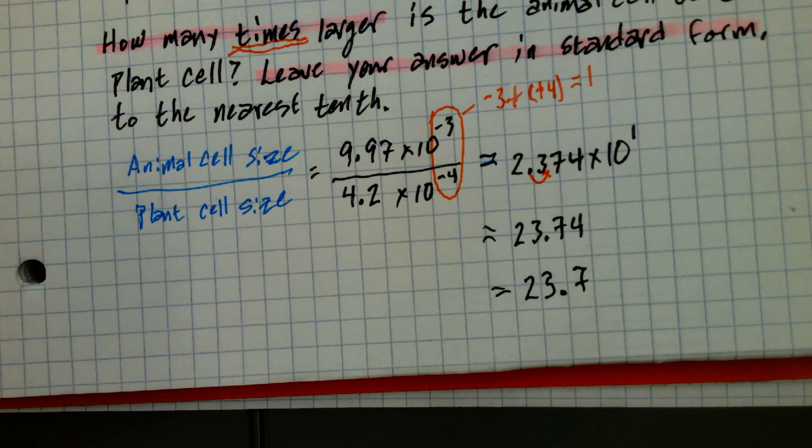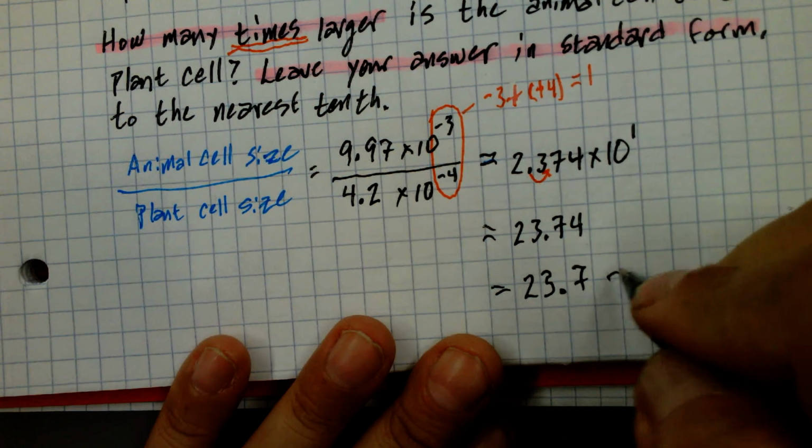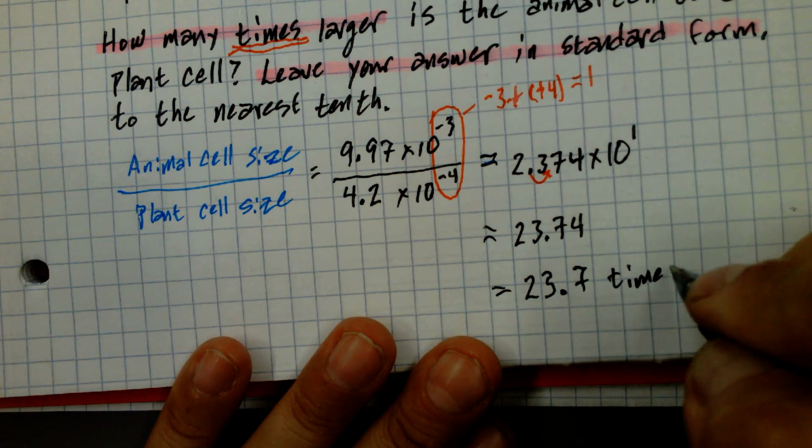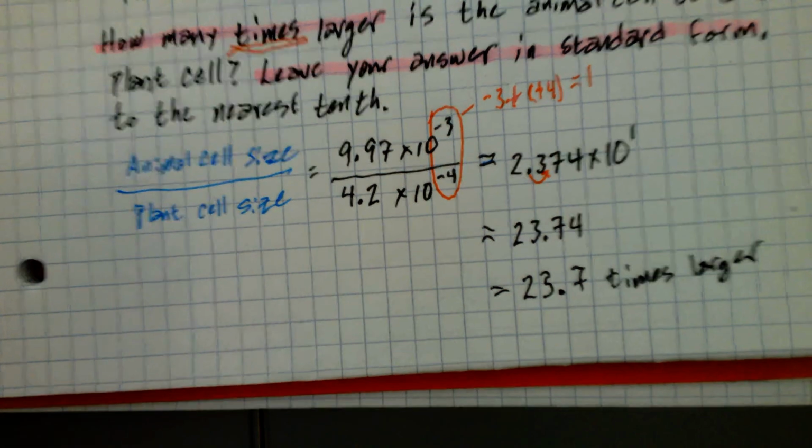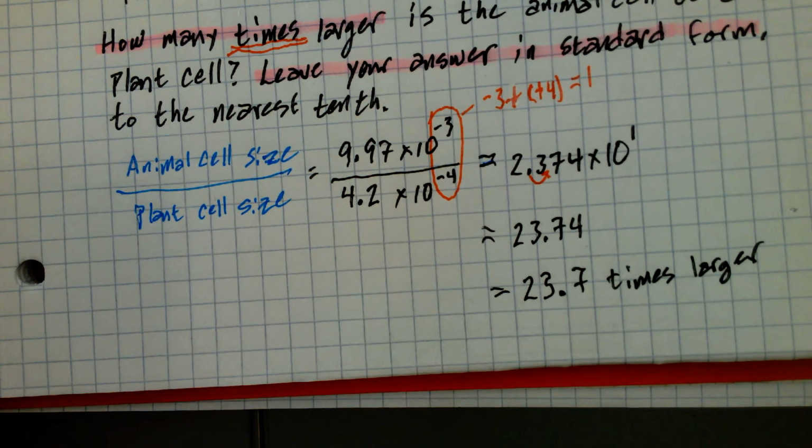And how do we end this? 23.7 what? Times larger. Wow. So imagine you're whatever size you are, and there's someone else who's 24 times larger than you. That's the comparison of your average animal cell to a plant cell. It's about 24 times bigger.